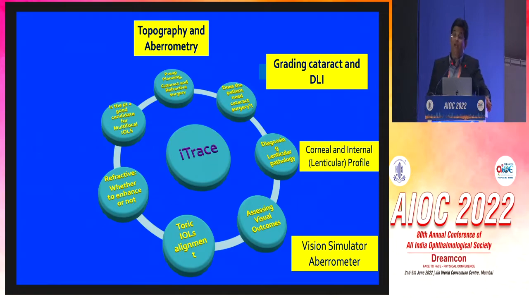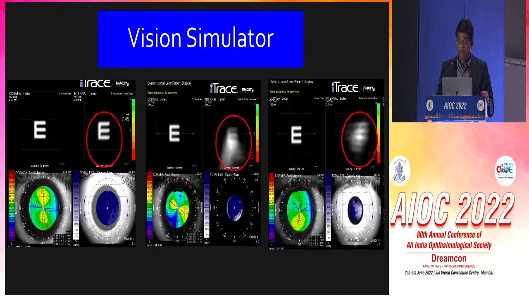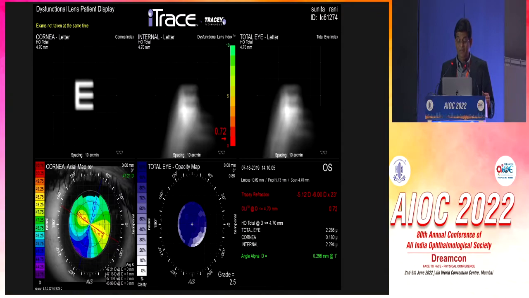Then we move on to diagnosing lenticular pathologies and assessing visual outcomes in patients of surgery. So one, we have something known as a vision simulator. Patient comes to us, has a cataract. For the doctor also, it's so much easier to show this to the patient and say, listen, I understand your problem and probably this is what you're looking at. It's remarkably accurate, what it generates. So this is the kind of simulator that is available on the iTrace.